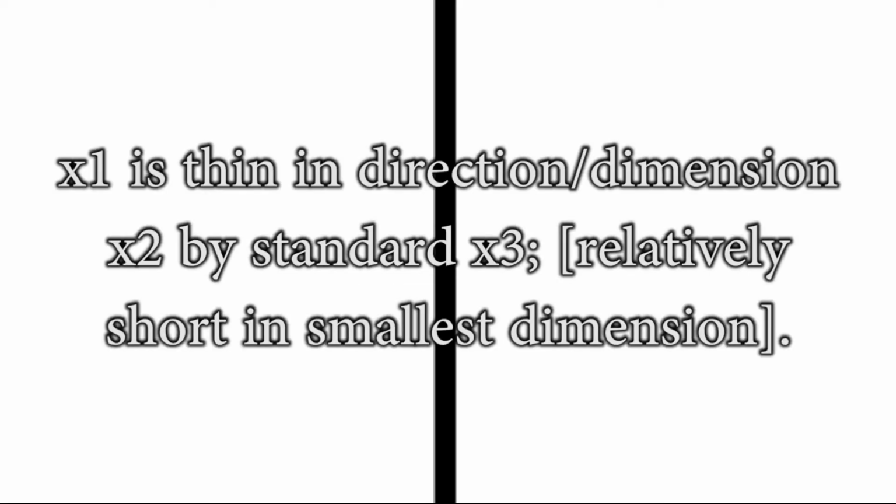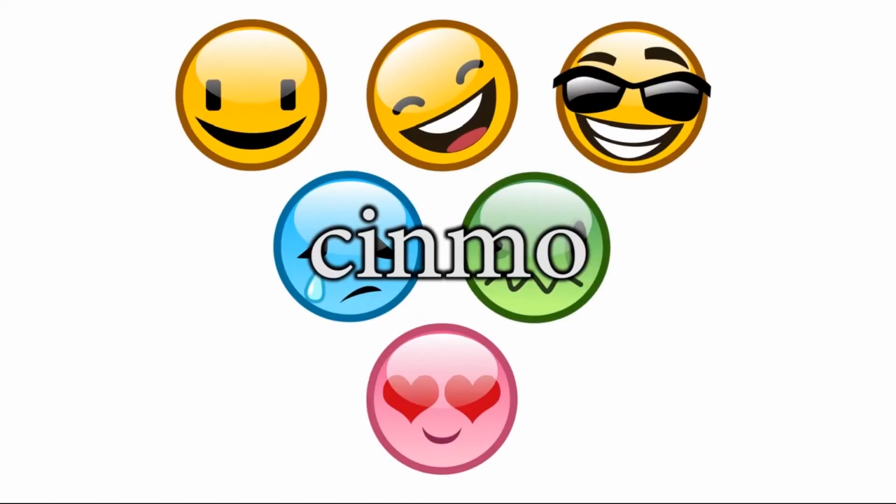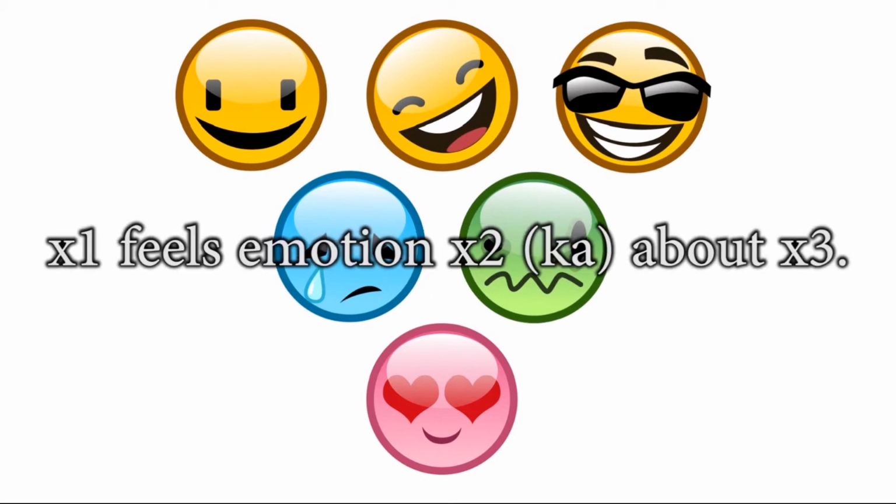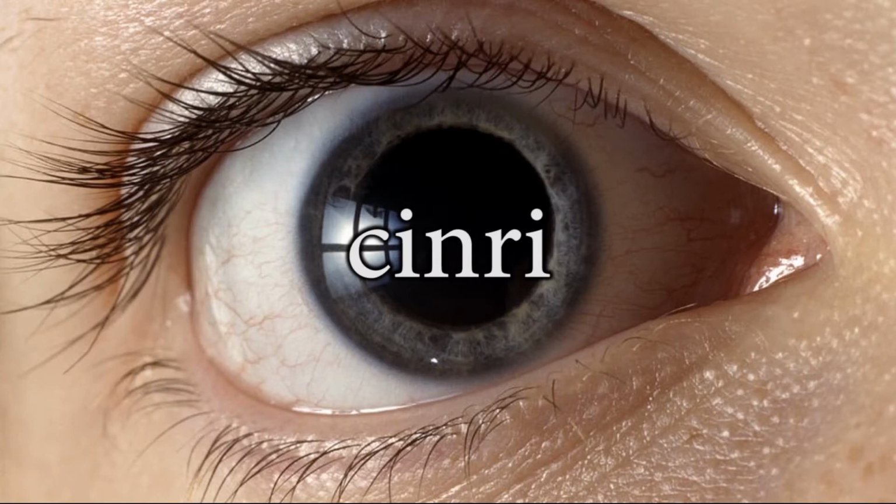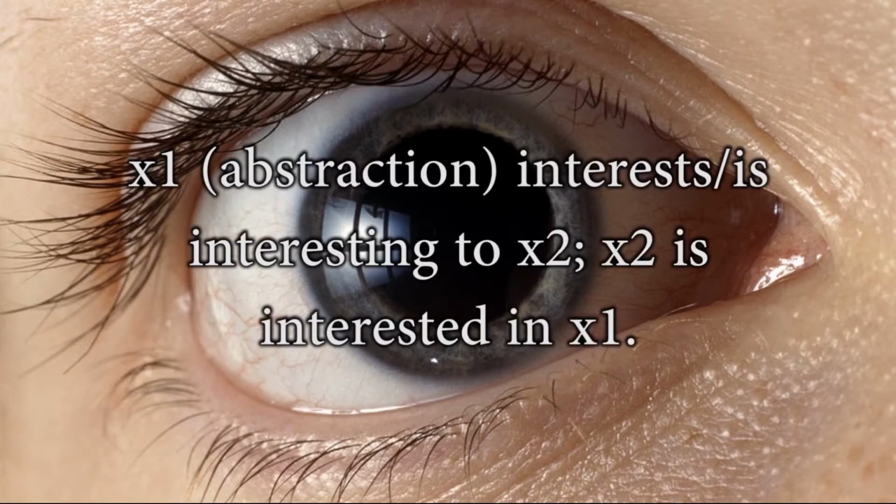Shinla: x1 is thin in direction or dimension x2 by standard x3. Shinmo: x1 feels emotion x2 about x3. Shinri: x1 interests or is interesting to x2. x2 is interested in x1.